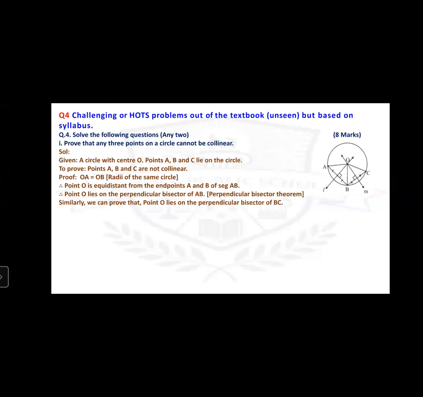Similarly, we can prove that point O lies on the perpendicular bisector of BC. Same, for BC also, O lies on the perpendicular bisector. Therefore, O is the point of intersection of the perpendicular bisectors of AB and BC. Therefore, it is called the circumcenter of a triangle. Right?